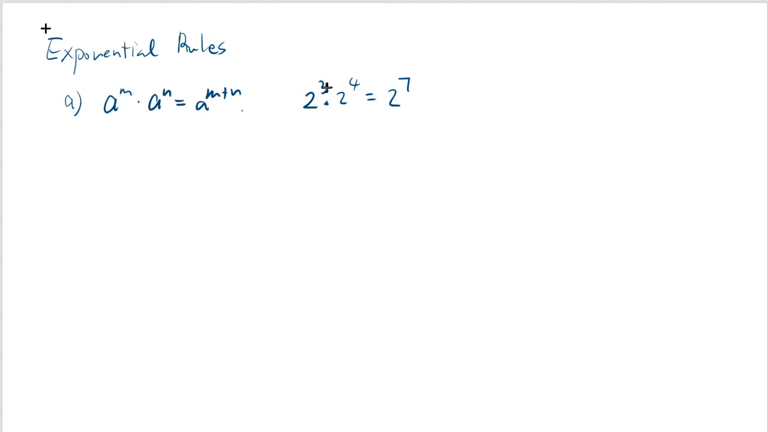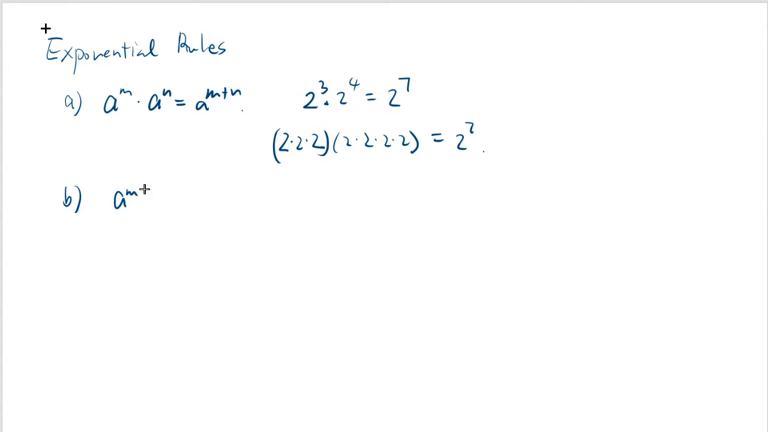This is true because 2 to the third power means 2 times 2 times 2. 2 to the fourth power means 2 times 2 times 2 times 2, right? So how many times did you multiply 2? You multiplied it a total of 7 times, right? So this actually helps you to understand why this rule is true. It just means that if you write a m times and then a n times, how many times did you write a? You've written it m plus n times. That's all it is.